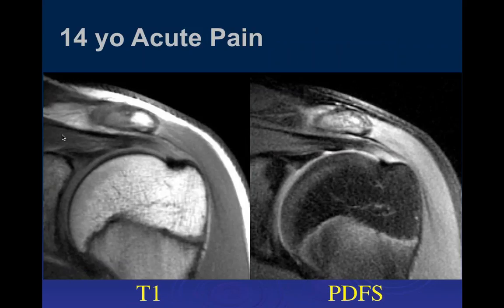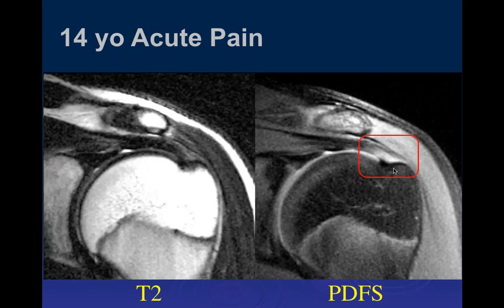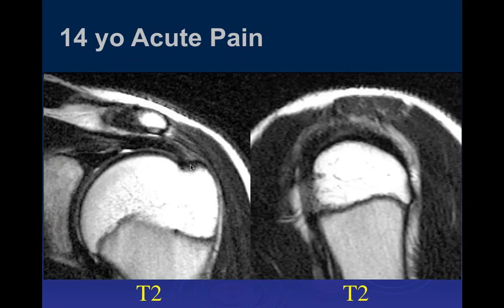And then here's just a case on a 14-year-old who had acute pain in the shoulder after, I think he was hit, he was a quarterback, I think, and this was in football practice. What we can see here is increased signal intensity on the T1 weighted image within the distal tendon, higher signal intensity on the PD fat sat, and this was an acute strain of the supraspinatus tendon without a tear. And on the T2 weighted image, you can see it's still intact, so it's not torn. But we have a muscle strain.